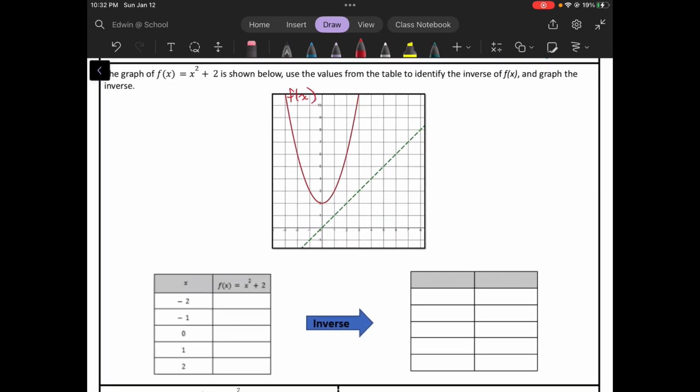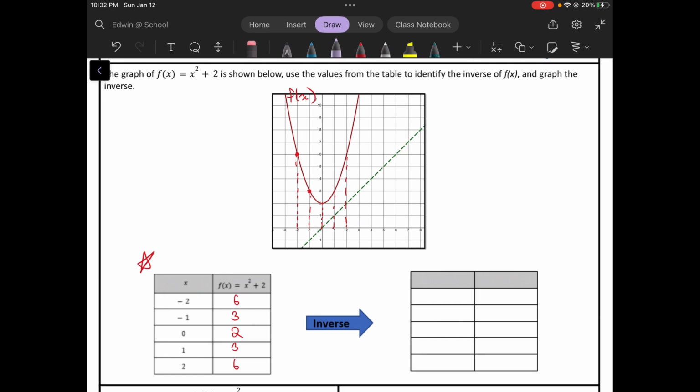So looking at all this, what we're going to do first is find the points of f of x is equal to x squared plus 2. And we're going to do that using this table right here. So whenever x is negative 2, what is going to be my f of x? We see right here we have a value of 6. Whenever x is equal to negative 1, we have a value of 3 for our function. Whenever x is equal to 0, we have a value of 2. And then for the other two values, 3 and 6 because of symmetry.